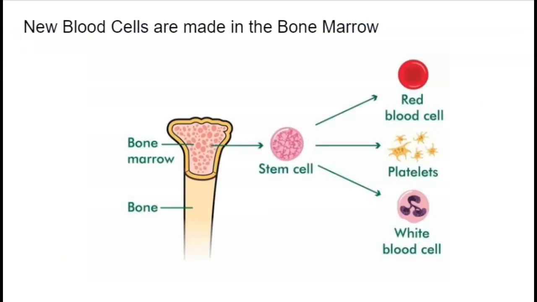You might be wondering, where are new blood cells made? Well, new blood cells are made in the bone marrow. Bone marrow is the inside of your bones, and there are actually stem cells inside of your bone marrow, and they create the new blood cells. And then when the blood cells go through their lifespan, they end up dying, they get cleaned out by the liver and the spleen, and the process starts all over again.